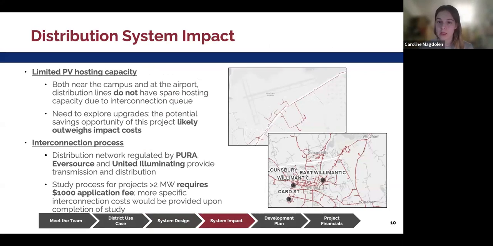Just to provide some more detail on what the interconnection process would look like, the distribution network is regulated by the Public Utilities Regulatory Authority, and Eversource and United Illuminating are providing transmission and distribution. And for the study process, because our project is above 2 megawatts, we would require a $1,000 application fee, and then more specific detail on the interconnection costs would be provided once that study has been completed. Next slide, please.